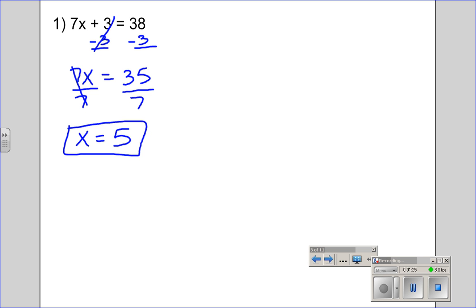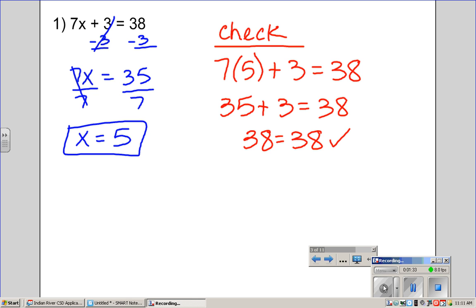The other thing you need to learn how to do is check. To check your solution, you just plug it back into the original equation. So replace the x with 5, simplify both sides of it, and if the answer is correct and it's checked correctly, you will get the same number on both sides.